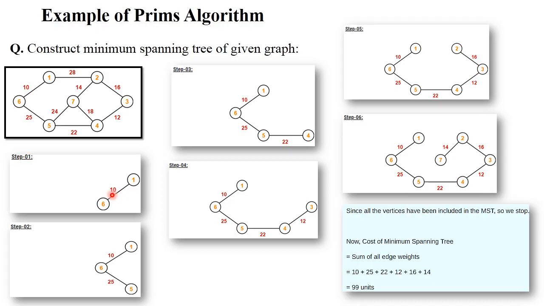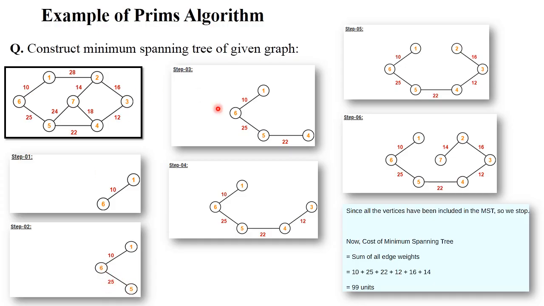Now check your second path. You should check the second path from vertex 1 or 6. From 1 to 2 is 28, and from 6 to 5 is 25. Which is the minimum? 25, right? So the second path to be added is 6 to 5, that is 25.